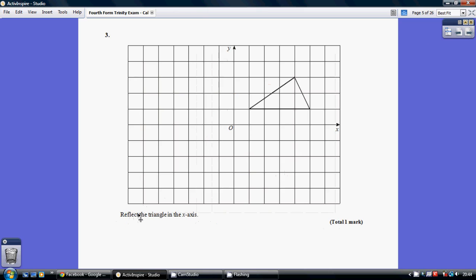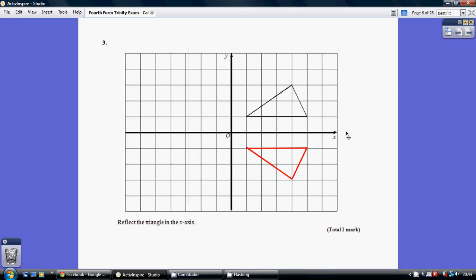Part 3, reflect the triangle in the x-axis. They give you the x-axis, that's here, so just make sure every point is a mirror image. This is presently 1 square away, so there's 1 square away in the mirror. This is presently 1, 2, 3 away, so 1, 2, 3 away, 1 away, and 1 away.